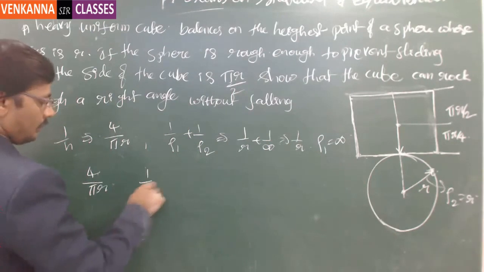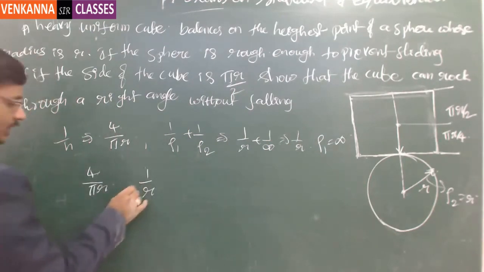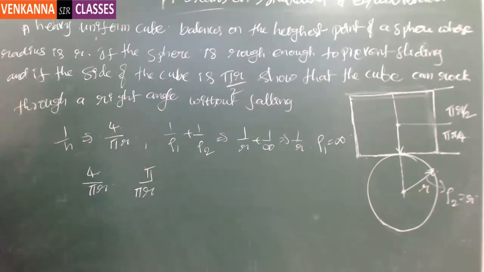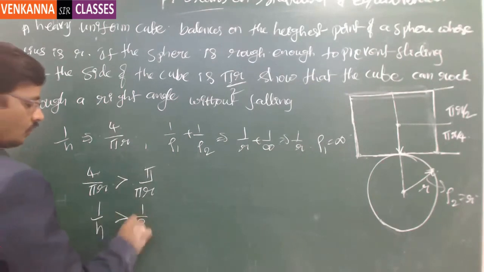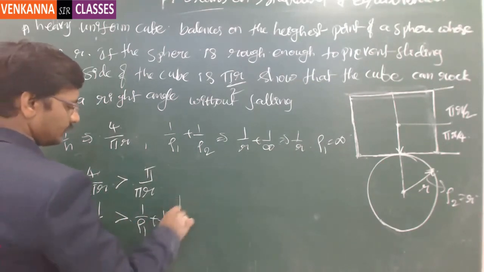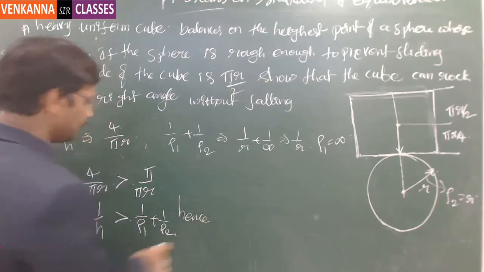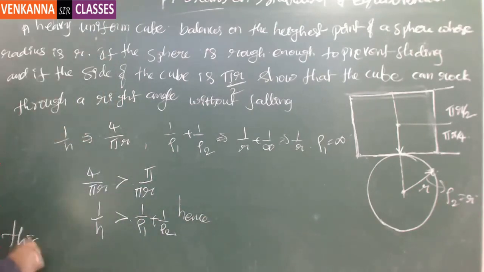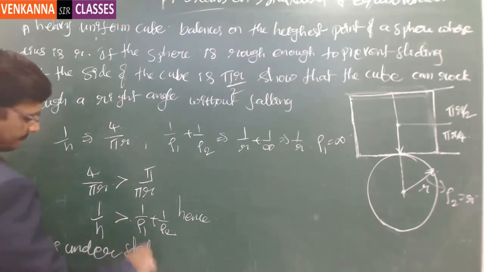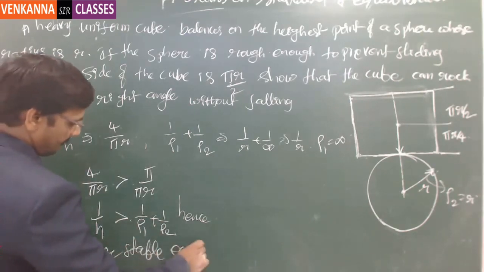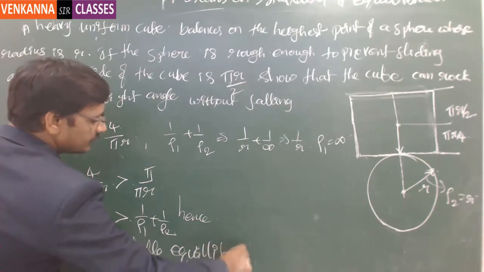1 by r. So top and bottom I will multiply with pi. Now if you notice, the denominator is pi r and the numerator is 4 and pi. So the pi value is anyway 3.14. Hence this is going to be more. So 1 by h is greater than 1 by rho 1 plus 1 by rho 2. Hence this is under stable equilibrium. So this is the first part.